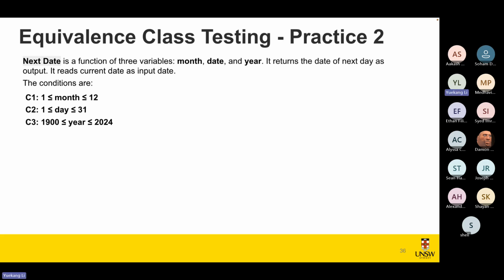And the conditions for these three variables are quite straightforward, right? We have some restrictions for months, we have restrictions for day, and we have restrictions for year. Let's assume that it stops at 2 years ago. So based on these conditions, what are the valid equivalence classes? Maybe instead of answering what are the valid ones, can you tell me how many valid equivalence classes we have?